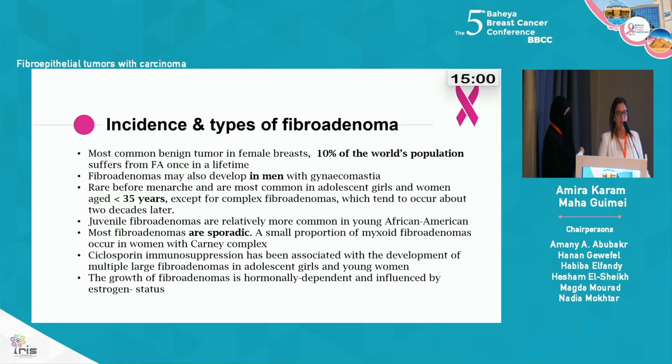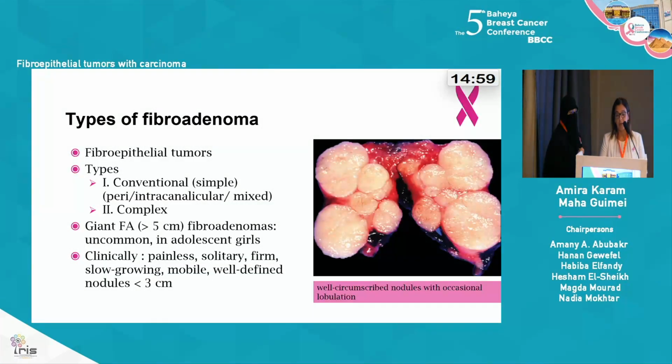Fibroadenoma is the most common benign tumor in females. It can also occur in males with gynecomastia. It is common in adolescents and young women, rare before menarche, and the complex fibroadenoma occurs at a higher age group, 2 decades later than that. It is usually a sporadic disease. However, the myxoid fibroadenomas can occur in Carney's triad. The growth is hormonally dependent, so it grows very much during pregnancy.